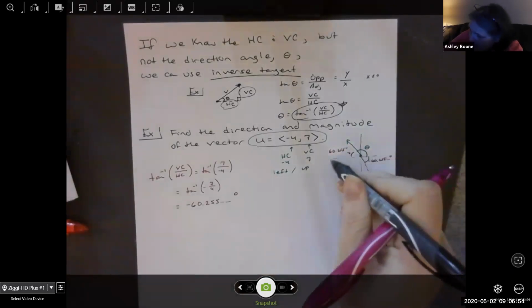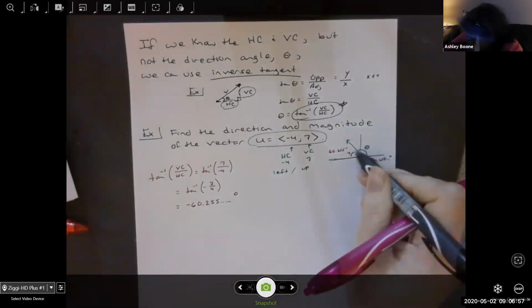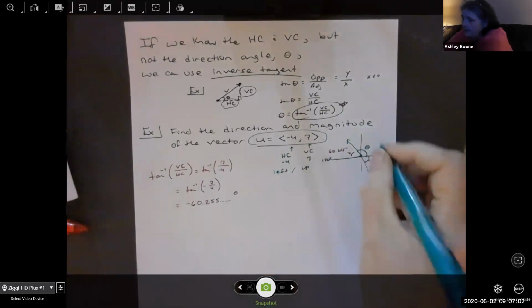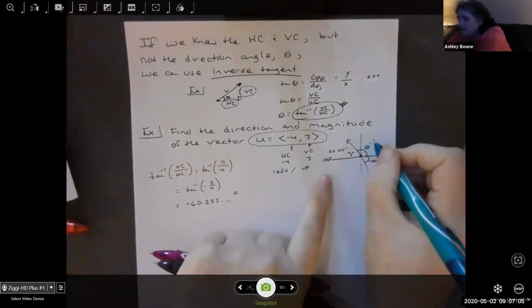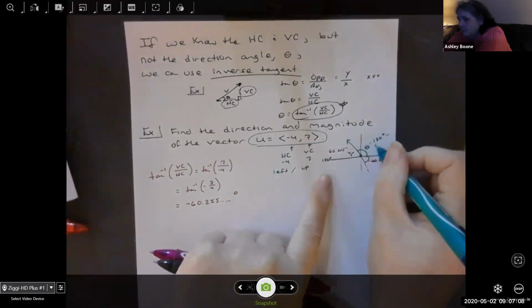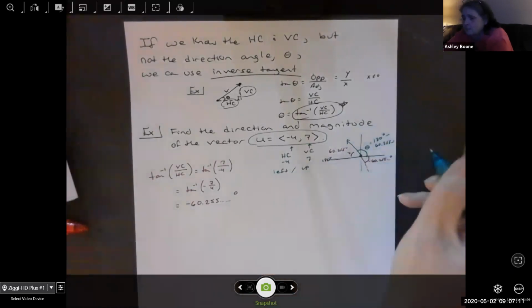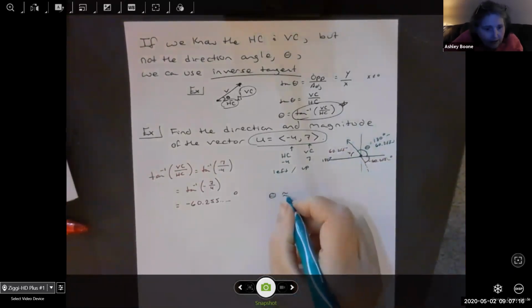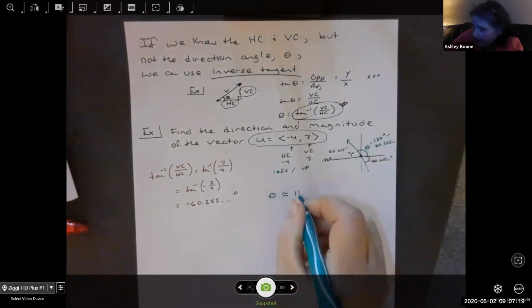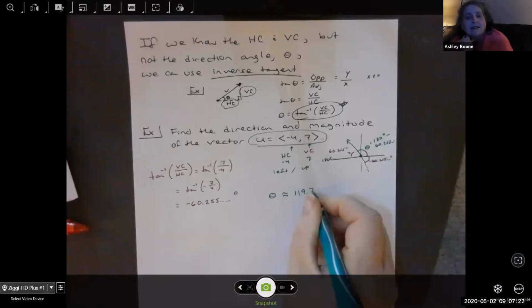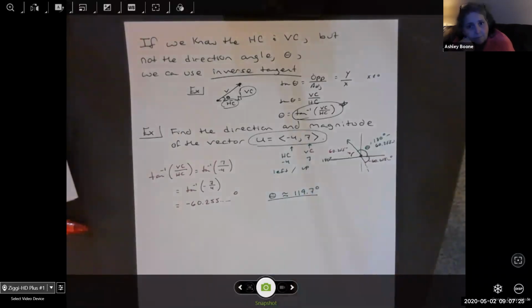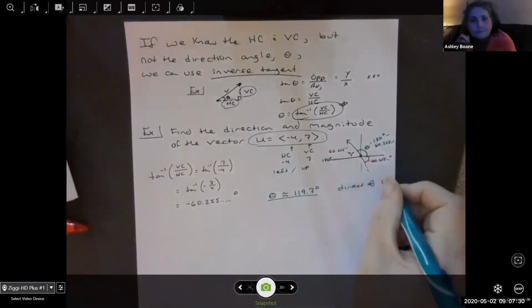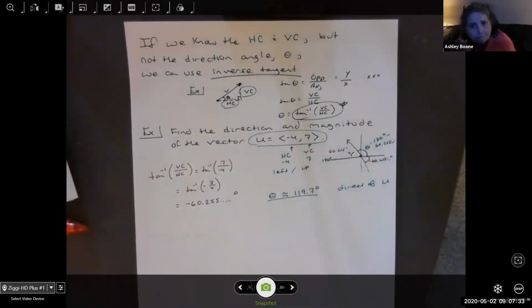Notice if you put theta with that 60 degrees, you would get a full line, which is 180 degrees. So you can get this central angle theta by taking 180 degrees minus that 60.255, which goes on. So our theta is actually approximately 109.7 degrees. That is our central angle theta, okay? That's the direction. This is the direction of vector u.